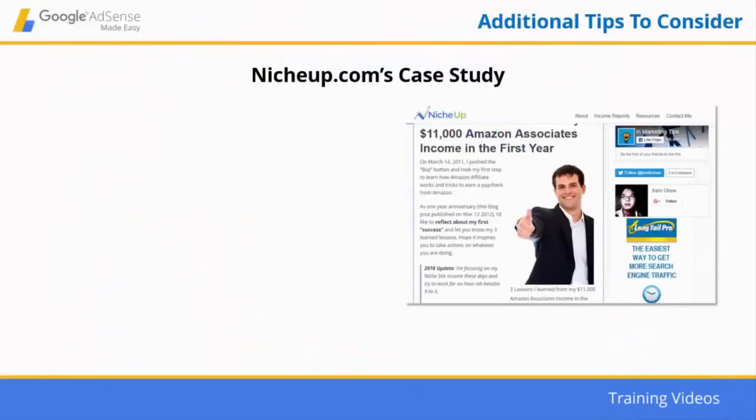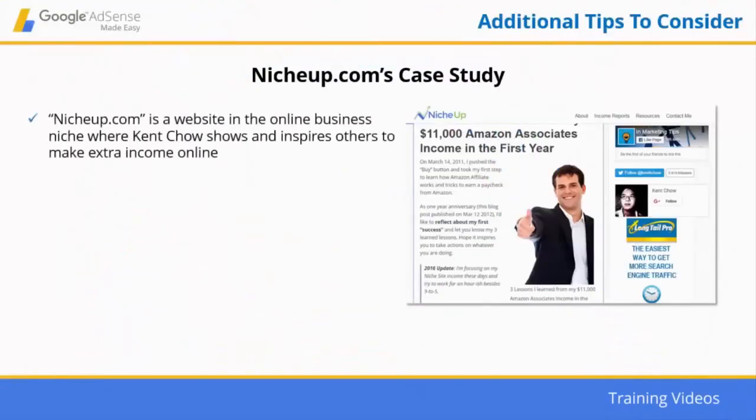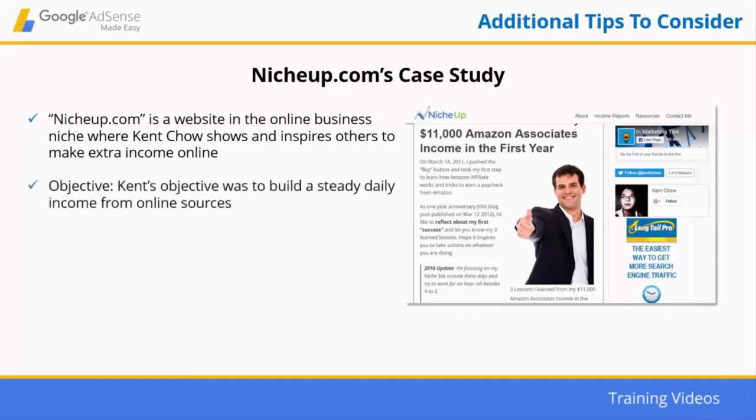NicheUp.com's case study. NicheUp.com is a website in the online business niche where Kent Chow shows and inspires others to make extra income online. Objective: Kent's objective was to build a steady daily income from online sources.